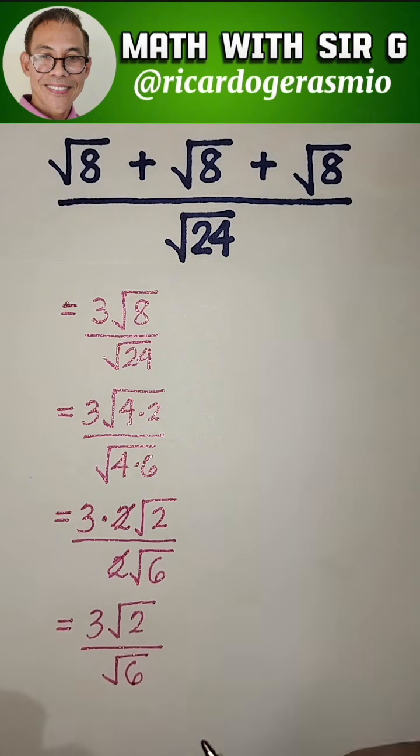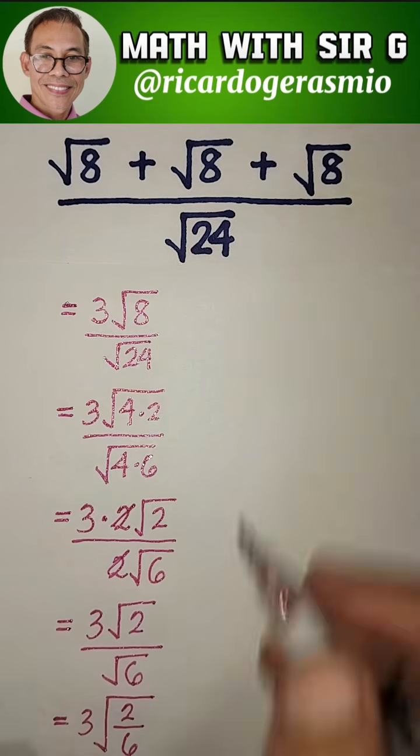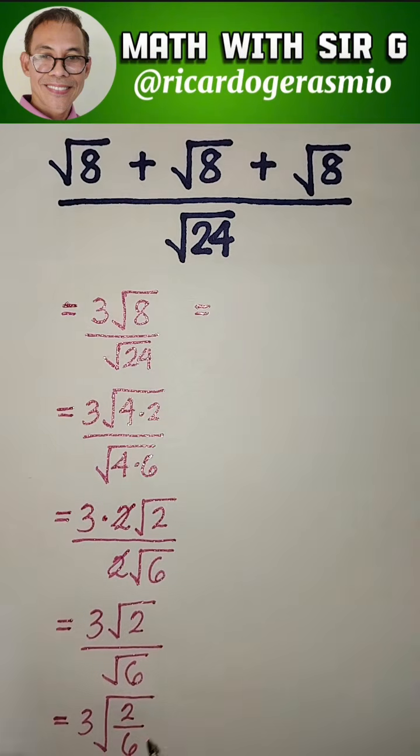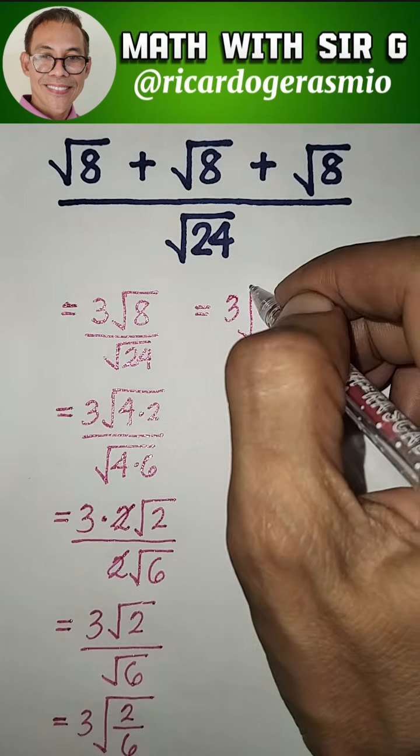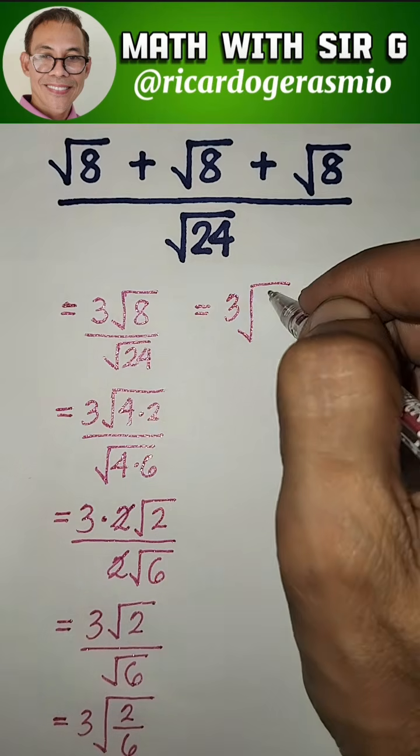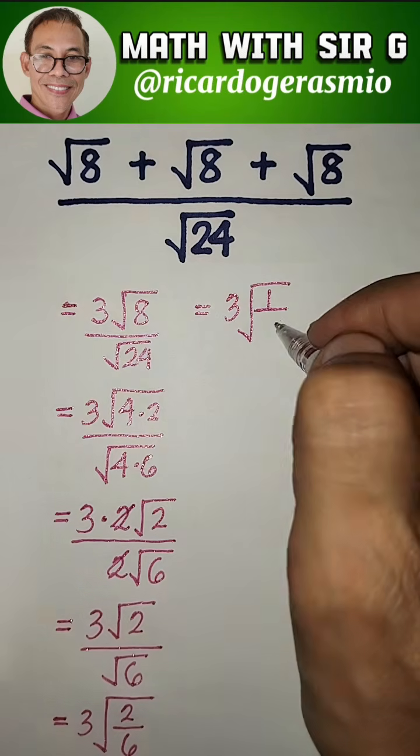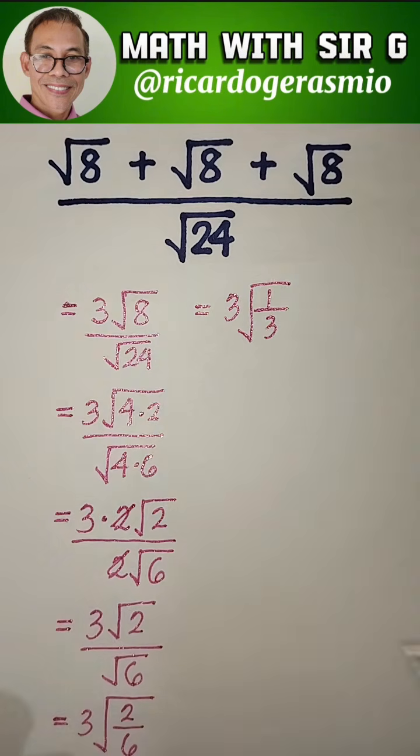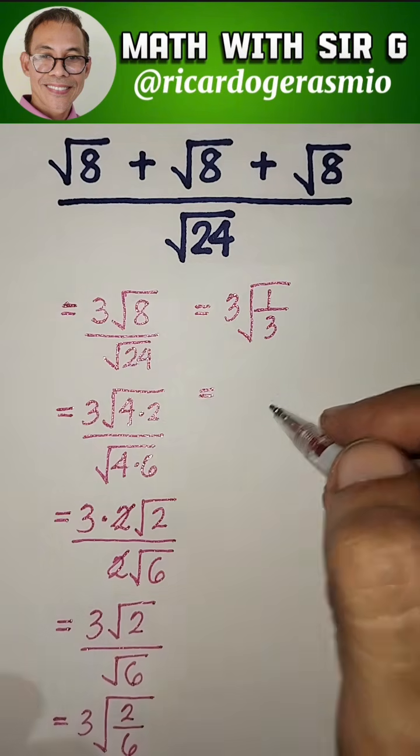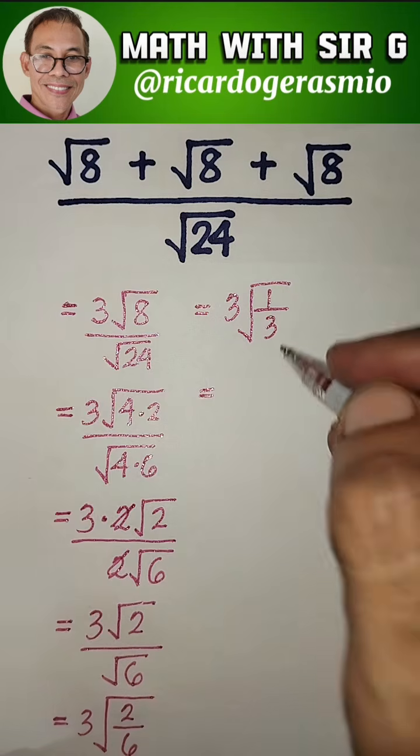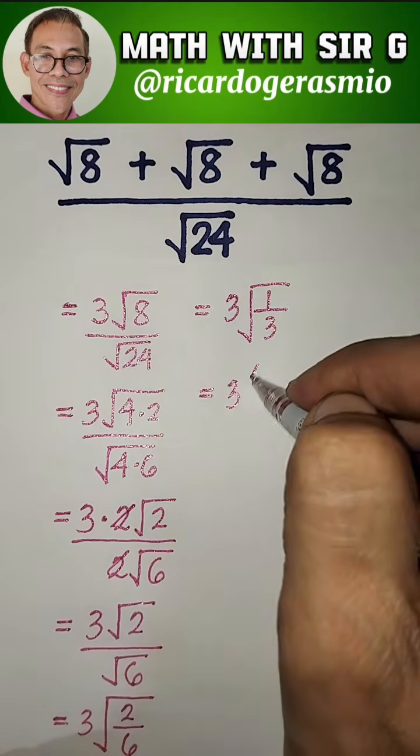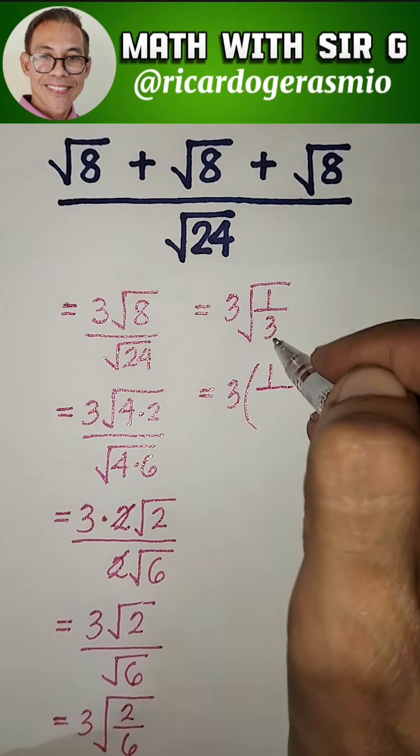So next guys, let's rename this into 3 square root of 2 over 6. So we will continue here. Let's find the lowest term of square root of 2 over 6. So let's have square root of 2 divided by 2 is 1, and then 6 divided by 2 is 3. So now we will have 3 square root of 1/3. So next guys, let's rename this into a multiplication. So copy 3 and then times 1 over the square root of 3.